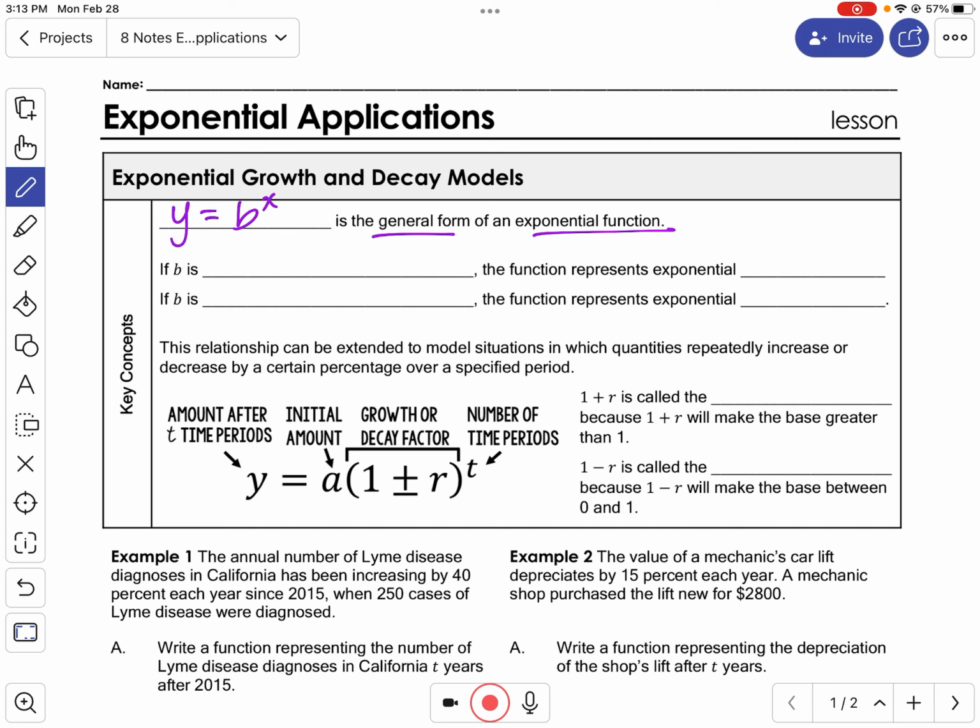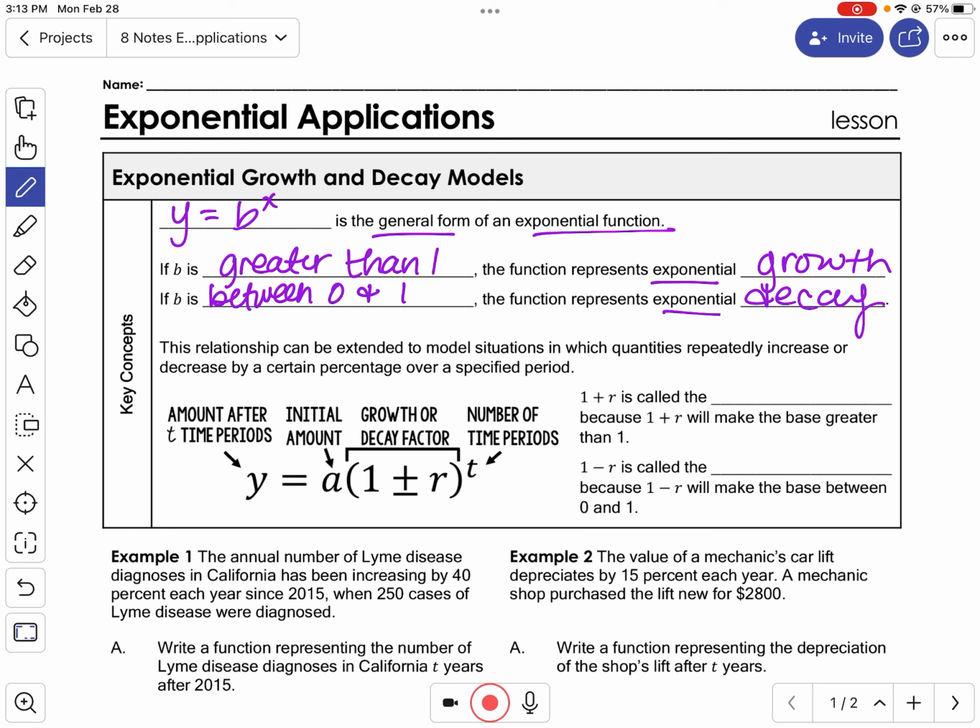So if b, which is your base, is greater than 1, then it's called an exponential growth. We talked about that at the beginning of the unit. Okay, if your base is between 0 and 1, then it's an exponential decay.